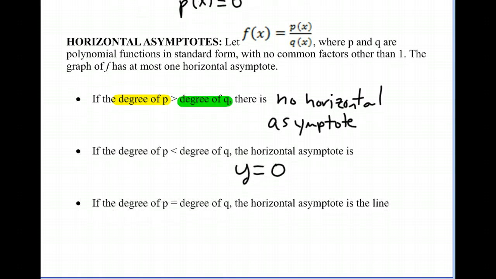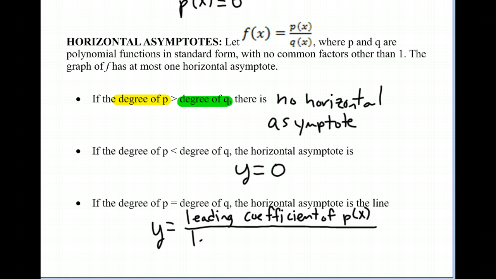And then finally, if the degree of the numerator and the denominator are equal to each other, then the horizontal asymptote is the line y equals the leading coefficient of the numerator divided by the leading coefficient of the denominator. Okay, so those are the rules.